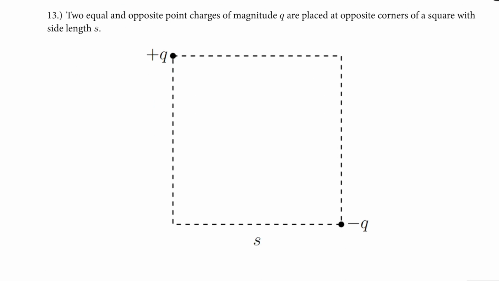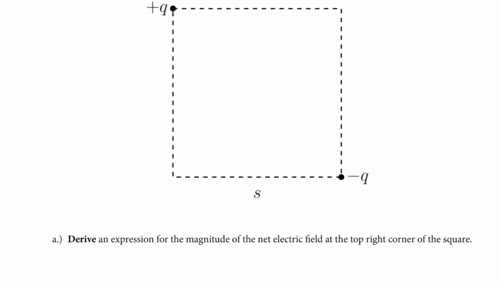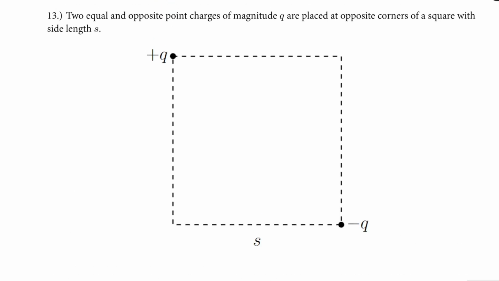All right, here's a 2D superposition example. Two equal and opposite point charges have magnitude q, and they're placed at opposite corners of this square. So first, let's find an expression for the electric field strength at the top right corner of the square. So once again, let's color our charges. So you are a source. You're going to generate a field. You're a sink. You're going to generate a field.